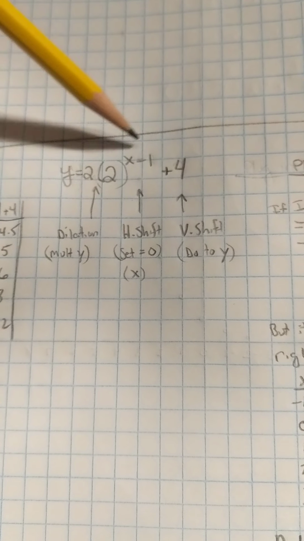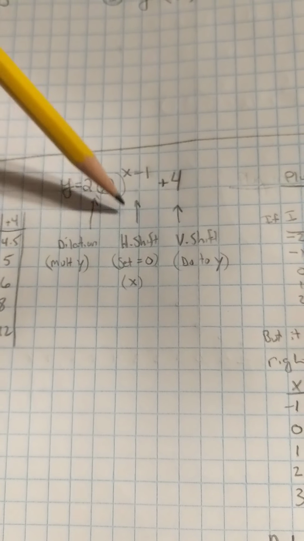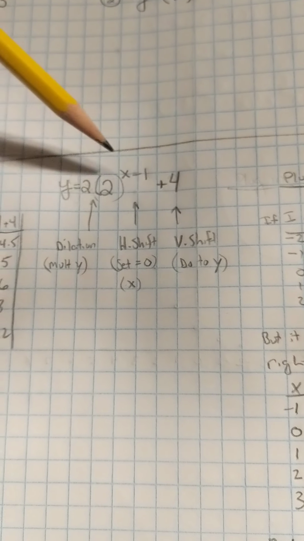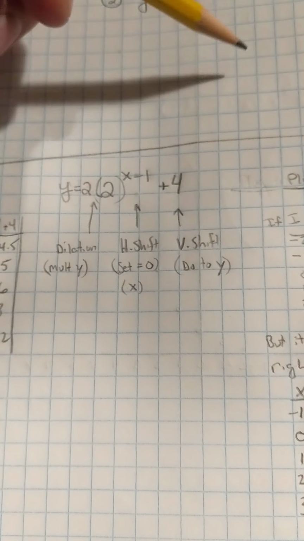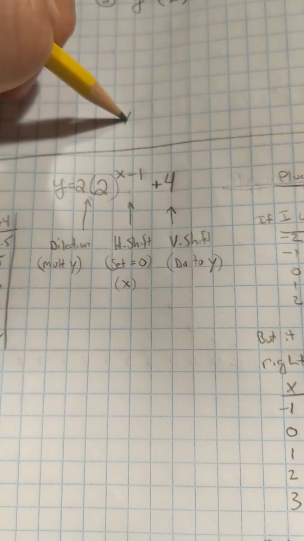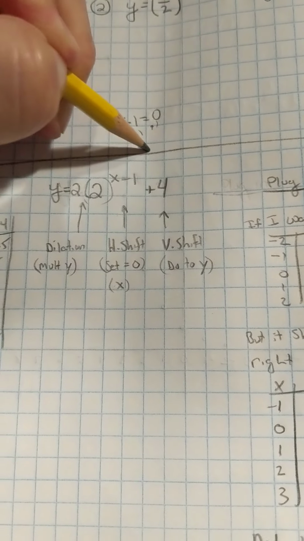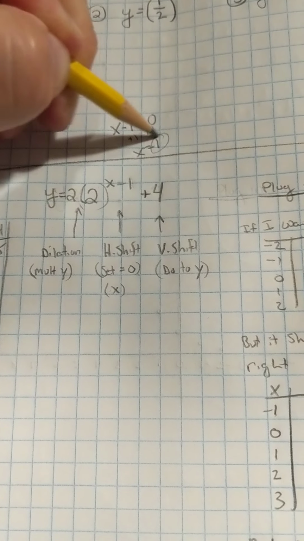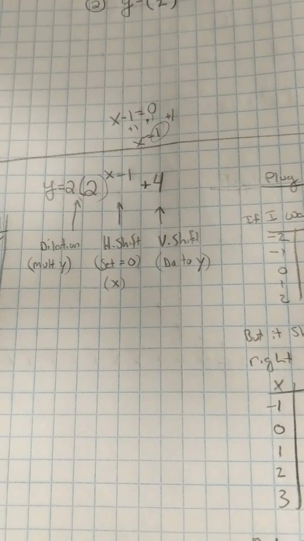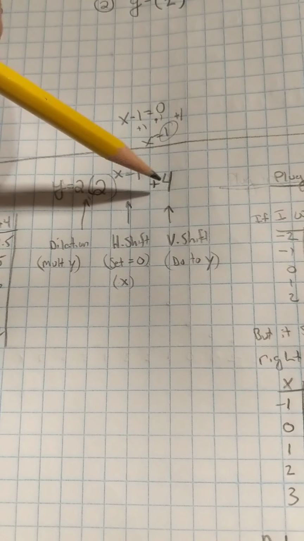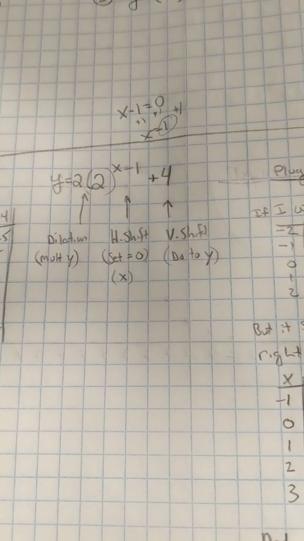We're going to set this equal to 0. And then whatever it says, we're going to do it to the x's. So if I were to take x minus 1, set it equal to 0, add 1. So my x value is being increased by a positive 1. And then the vertical shift we just do as is, so I'm going to add 4 to all the y's.